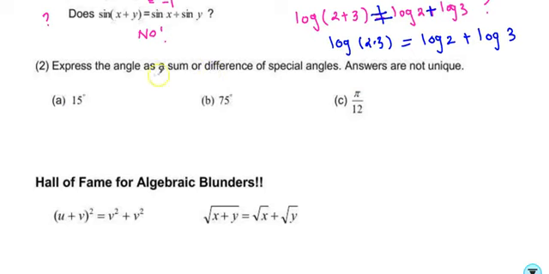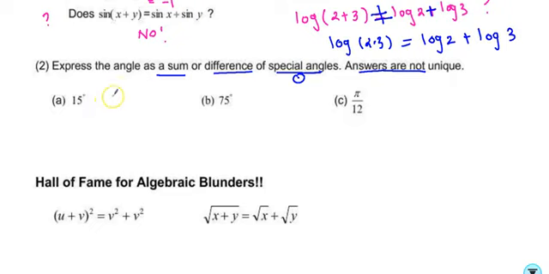So the question here is, how do we express it as a sum or a difference using special angles? Special angle means the unit circle angle. And answers are not unique, that means you can make 15 degrees in many different ways. So I would like you to pause the video here and check it out. How do you make 15 degrees using a couple of examples from the unit circle angles?